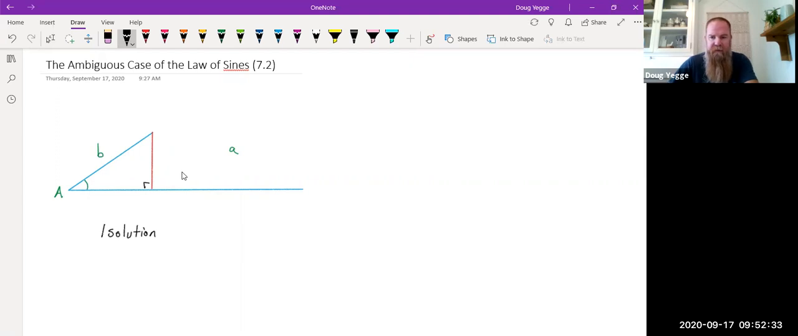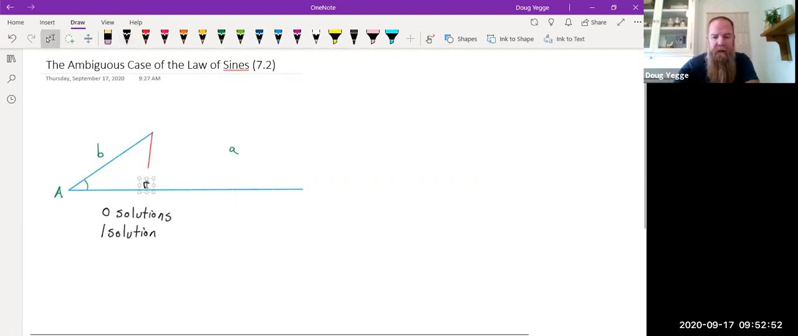But we just saw a situation as well where there could be no solutions if A is too short. So if A happens to be too short, there could be zero solutions. But it could be that A is a particular size where it might actually be this length, but let's just assume that we were given the length of A to be that length right there.